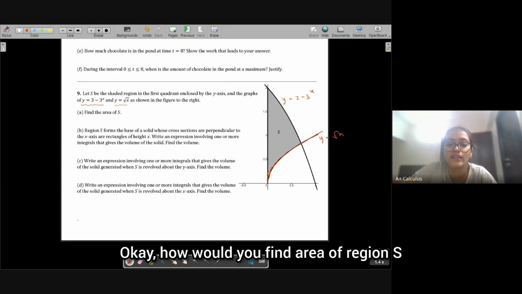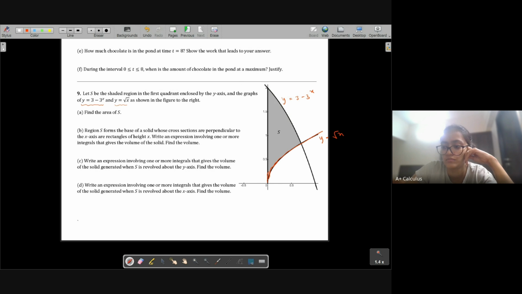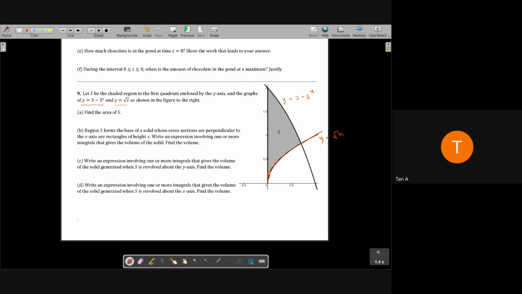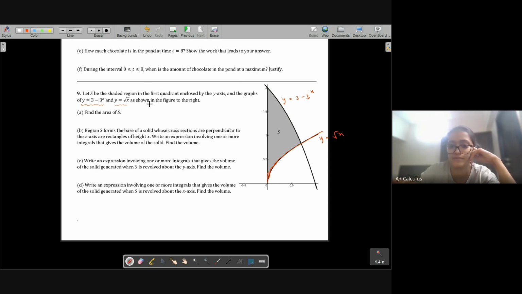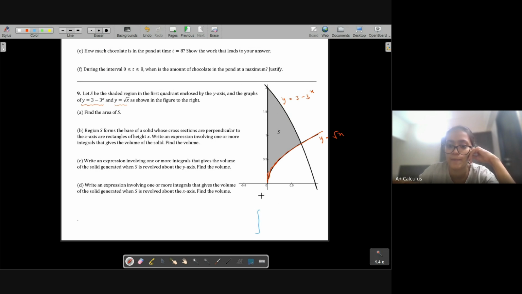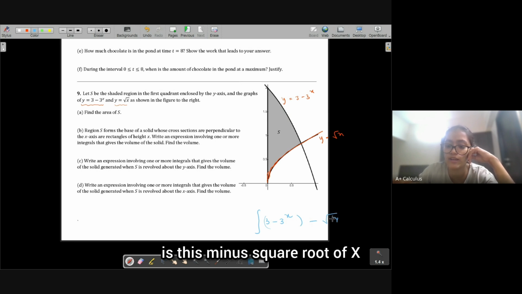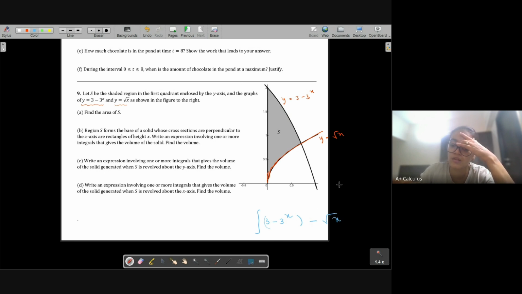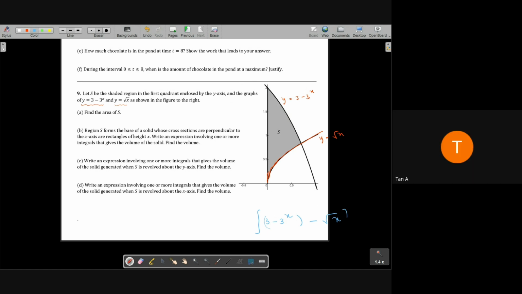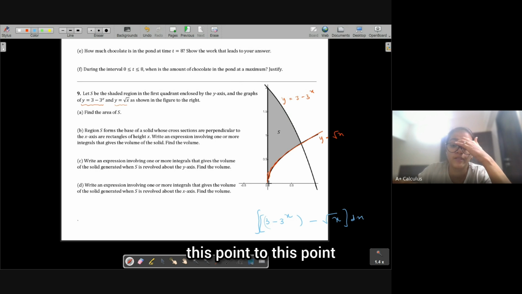How will you find the area of region S? The integral of 3 minus 3 raised to x minus the integral of root x. Yes. So the top function is this, so the integral of 3 minus 3 raised to x, minus the bottom function, which is this, so minus square root of x, all of this dx. And what will be the limits, from this point to this point?